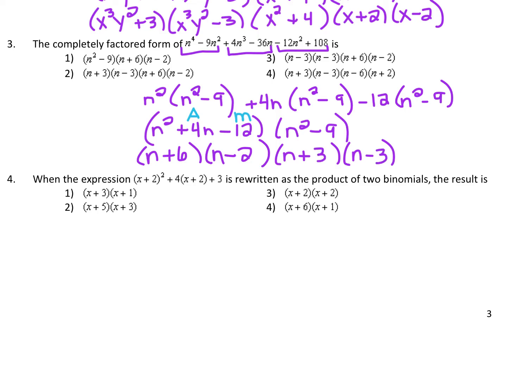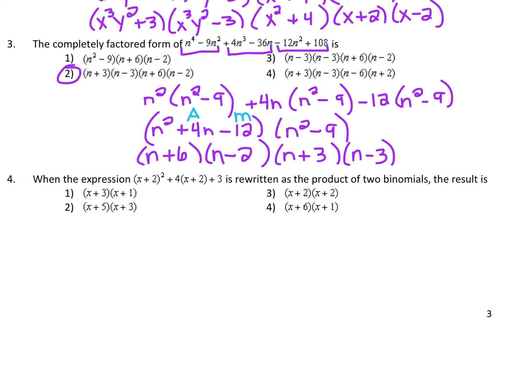All right, so for this answer, we're looking for the exact answer because they want the completely factored form. These factors could be in any order, but we're looking for these four factors. I think I see them right here in choice 2. We have the n plus 6, the n minus 2, the n plus 3, and the n minus 3. Right there. So choice 2 would be our answer.